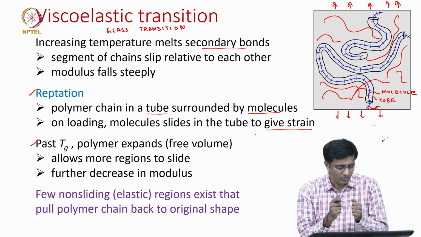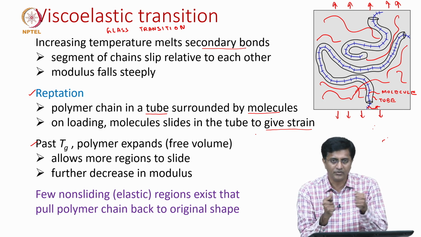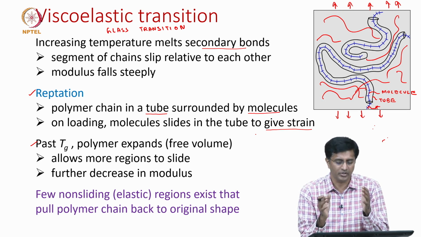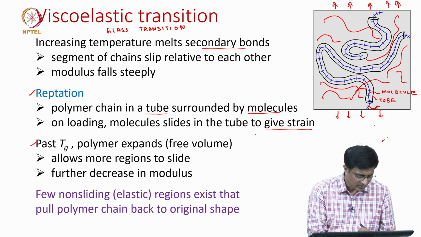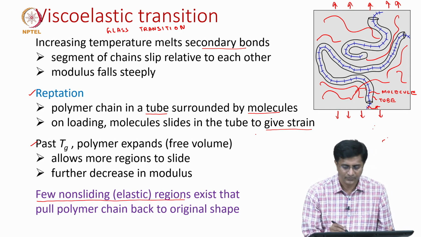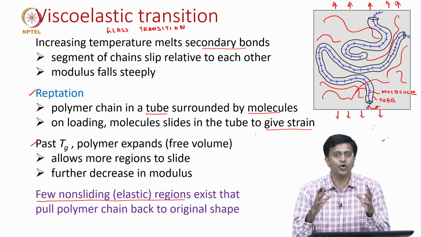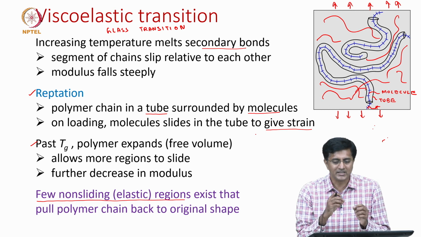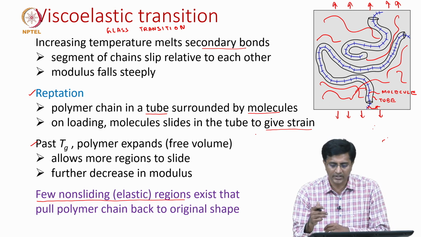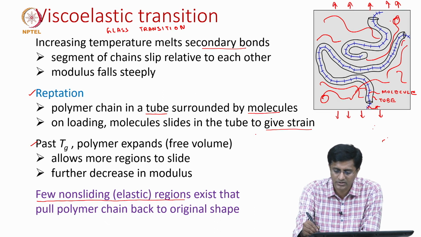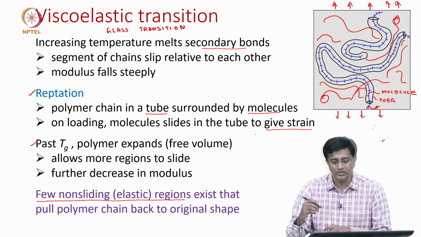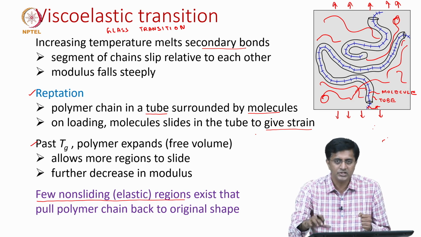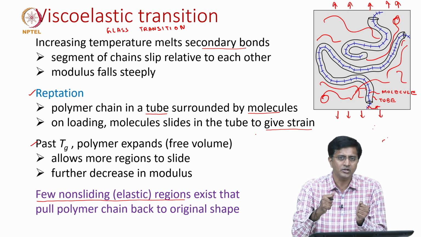But now let us see, this is all when we load it. After we load it and leave it, what happens to the polymer? It goes back to the original position, and the reason why it goes back is because it has a few non-sliding regions. So again we are saying that this is not a homogeneous polymer, which means the density or the packing is not the same throughout. There are some regions where the sliding does not occur. So since the sliding does not occur at these corner regions, when we unload, these regions will help the polymer to return to the original shape.